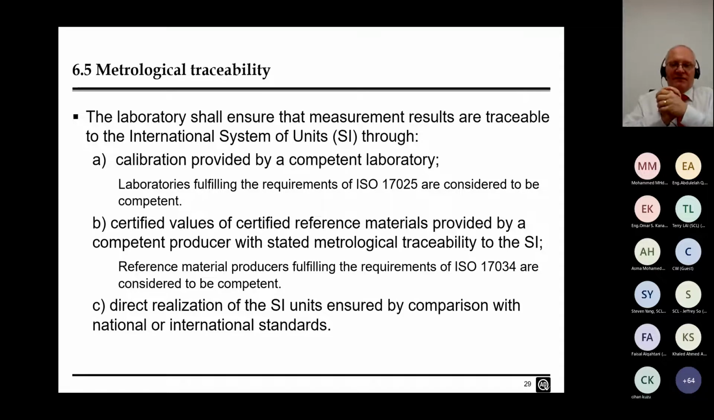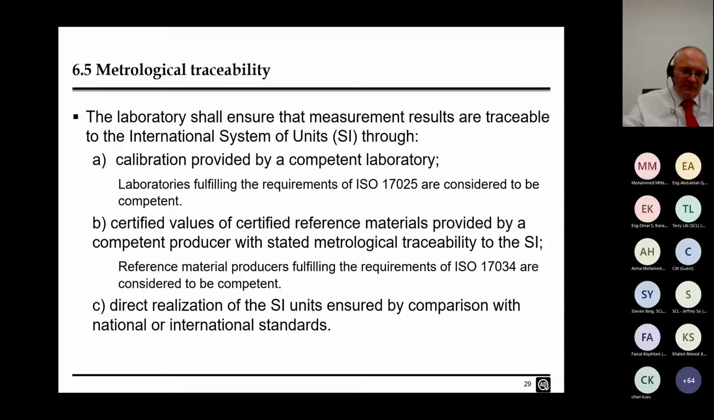So how do you ensure your measurement results are traceable to the SI? Well, one is that your calibration is provided by a competent laboratory. And how do we identify competent laboratories? Well, they meet the requirements of ISO 17025. That's how we know if you're competent. You may be using certified reference materials, and they may be traceable to the SI. And if those are SI traceable certified reference materials, if they're produced by reference material producers that meet the requirements of ISO 17034, they're also competent.